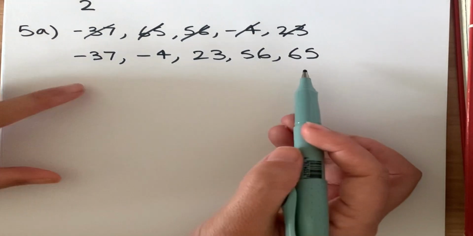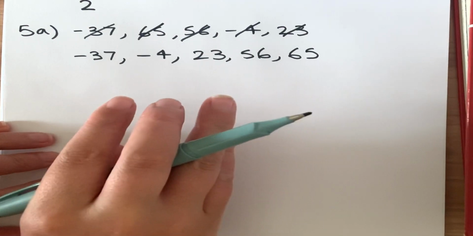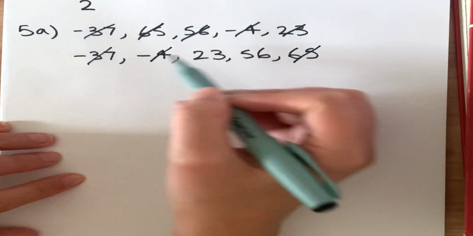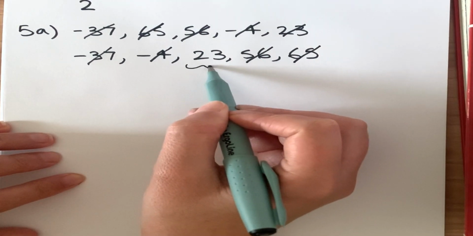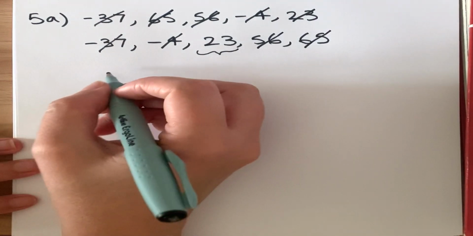And the way we do that, the median is just the middle, so we just need to cross off the outer scores until we get to the middle. So cross out the first and the last, cross out the second and the second last, and we've only got one in the middle here. It's 23, so that's our median. So our median is 23.